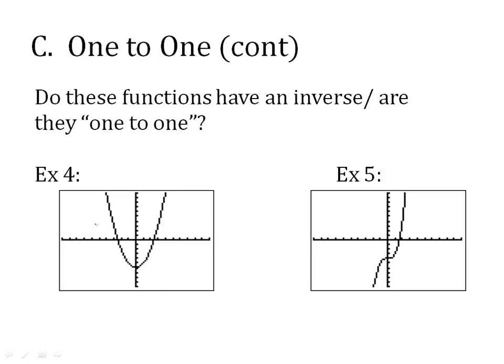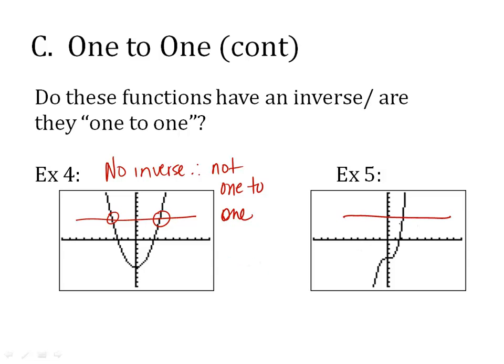It's the horizontal line test. So in example 4, if I draw a horizontal line it hits the graph in 2 places. That means there is no inverse. Therefore, not one-to-one. Okay? Example 5. If I draw a horizontal line, it only hits the graph in 1 place, so it does have an inverse. So it has an inverse, or, depending on how they word the question, it is one-to-one. The horizontal line test tells you very simply, will it have an inverse or not?